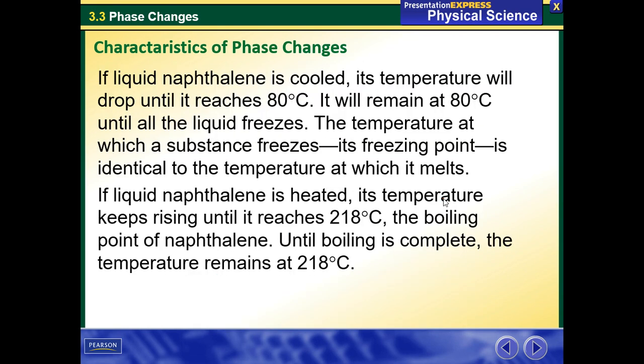If liquid naphthalene was cooled in reverse, the temperature will keep going down until it reaches 80, and it's going to remain 80 until all of it turns back into a solid, or it freezes. And that temperature at which it freezes, we call its freezing point, is going to be identical to its melting point because they are just opposite processes of one another. So I'm going to go ahead and star that. Notice that when they freeze and melt are the same temperature.